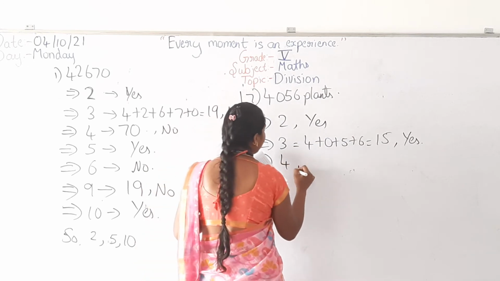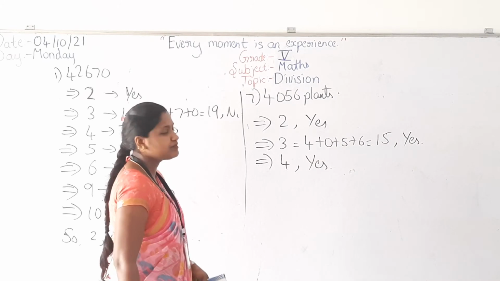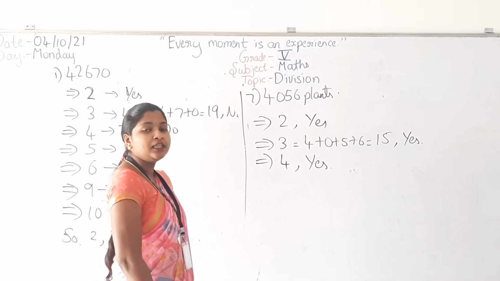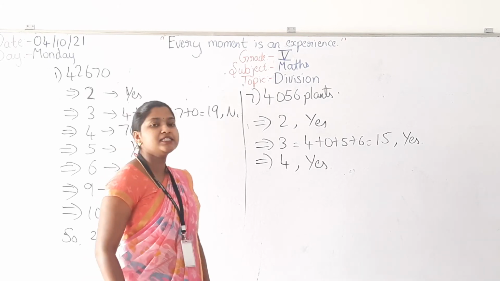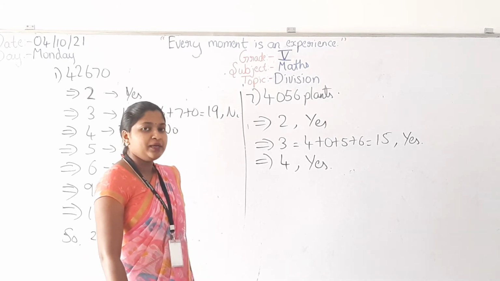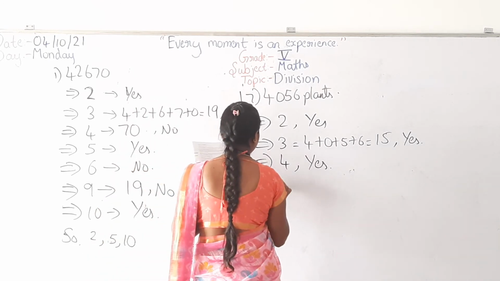By 4, we can use. Divide the given number by 4 also. And then can you divide by 5? No. Why? Because the number in the ones place is 6. So you can't divide by 5. Can you divide by 6? Yes, you can divide by 6 also.